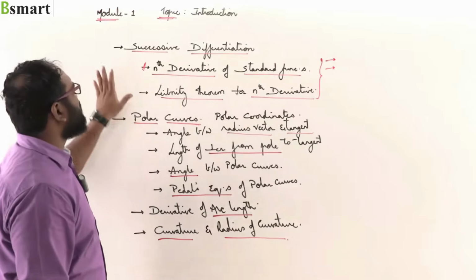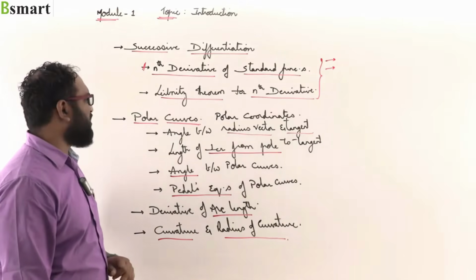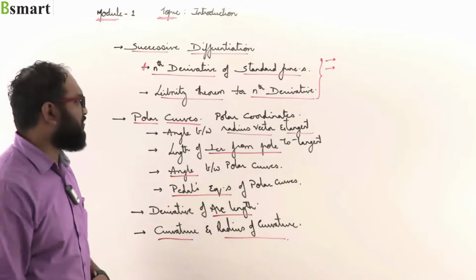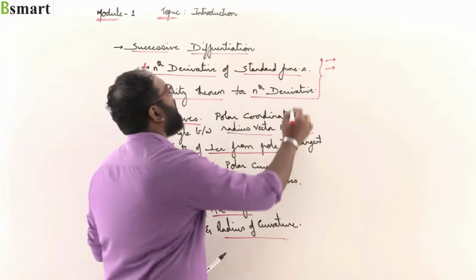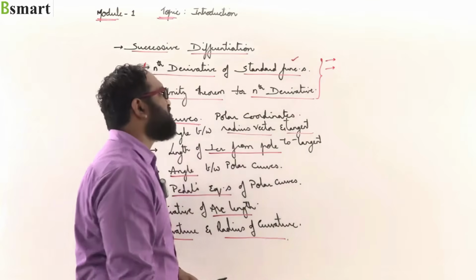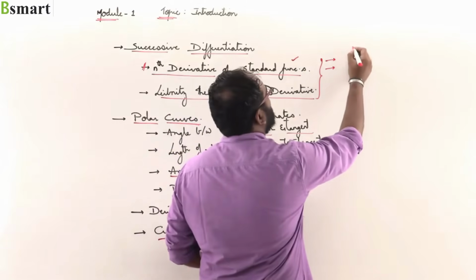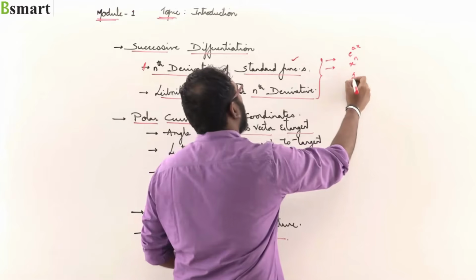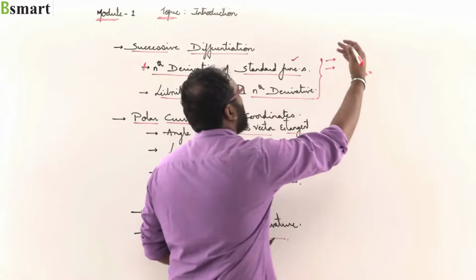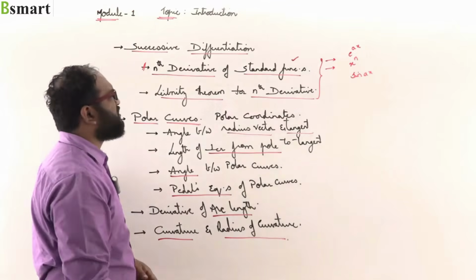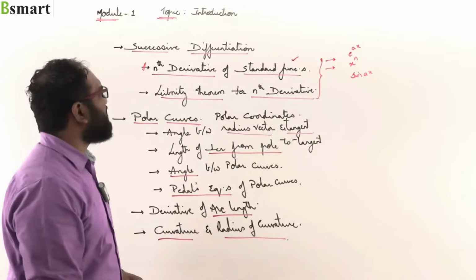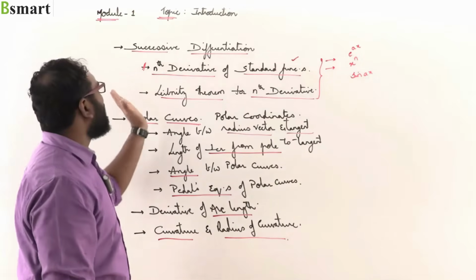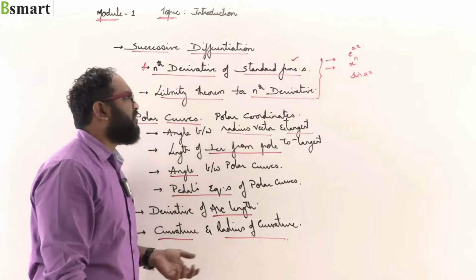So now first we'll start with successive differentiation, what the derivative is, and how to find the successive differentiation for a given function, and we'll write some nth derivatives for the standard functions like e to the power ax, x to the power n, sine ax and so on. We are going to derive some standard derivatives for some standard functions, and we'll use the Leibniz theorem in order to get the relation between them.